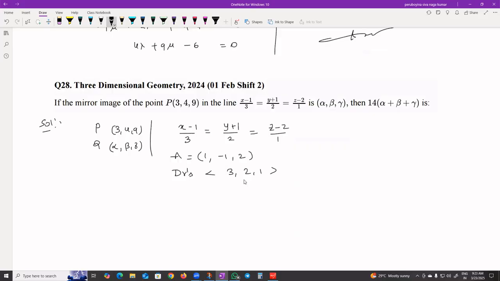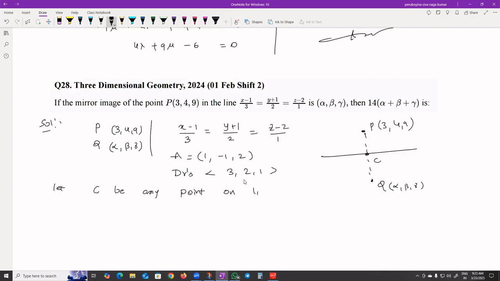So first we will see the picture, how it looks like. So this is a line and he is asking image Q here and P here, but we are not directly calculating this alpha, beta, gamma. Instead of that, we will do some point C, which lies on the line. So P point is 3, 4, 9. Okay. So we will take any point C. Let C be any point on line.